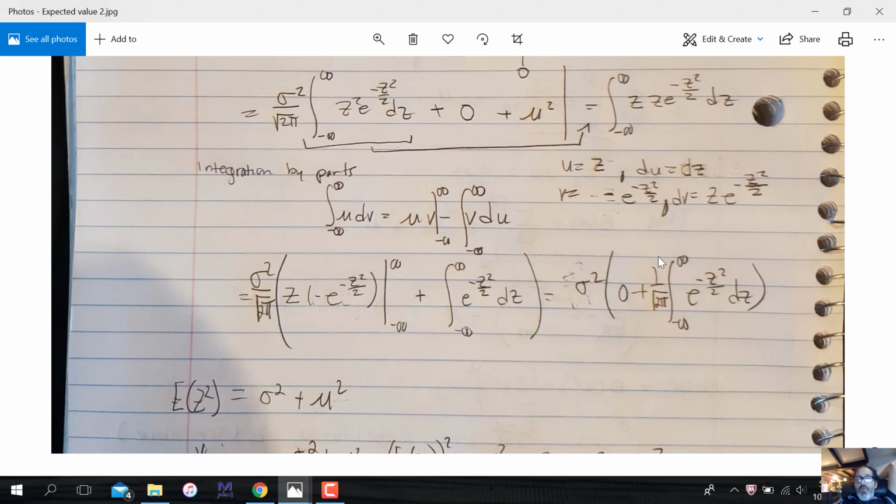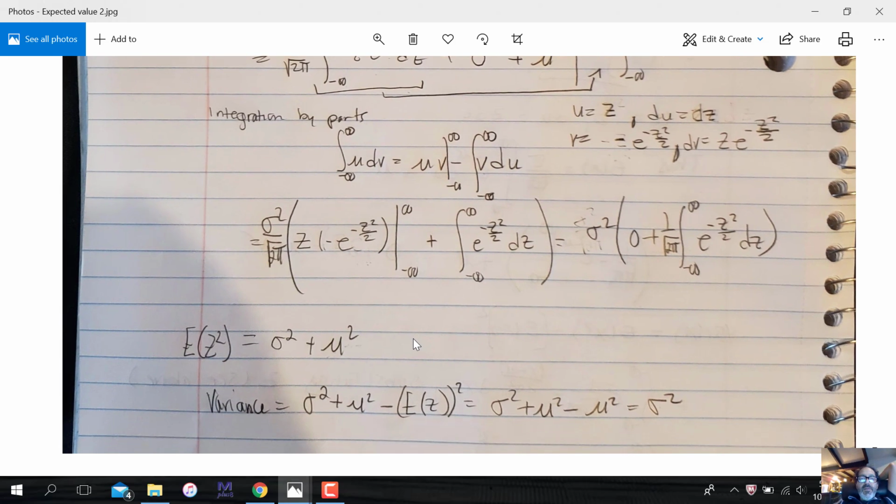And then this will equal 1, right? This is the PDF of a normal, just like a standard normal distribution. So this is going to sum up to 1. So we're going to get sigma squared times 0, which is 0, and then we'll have sigma squared times 1, which is sigma squared. So what's left over from the expected value of z squared is sigma squared.